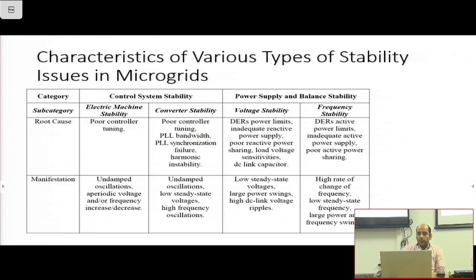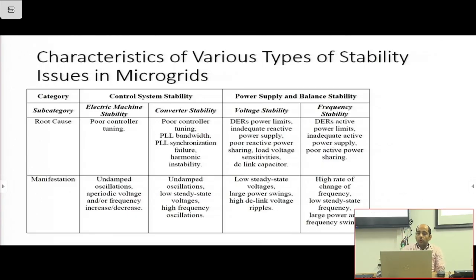For the power supply problem, it could be voltage stability or frequency stability, as we know. As we discussed, voltage stability could be due to reactive power problems, inadequate reactive power supply, you don't have a source of reactive power, like that, okay. Or you can have frequency stability problems, where some sources have hit the active power limit, the sources cannot provide active power even more, or the active power sharing is not correct, some are getting overloaded, some are underutilized, okay.